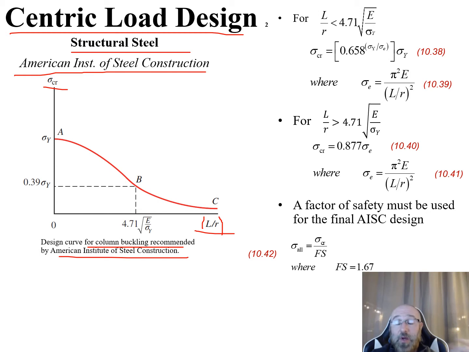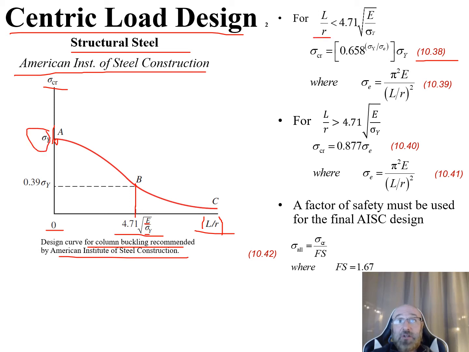Now, another thing that we want to note here is that this curve does not incorporate any factor of safety. And if we look at this section here, from A to B on our curve, we can relate this back to our equation 10.38 in our textbook. So as we can see in our graph, if we're going from A to B, this is going from 0 up to a value here of 4.71 times the square root of E, our modulus of elasticity, over our sigma sub Y. So that is the range that we're in when we're going from A to B.